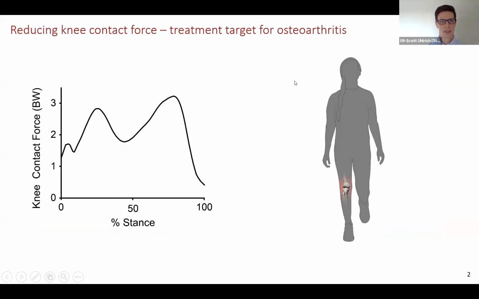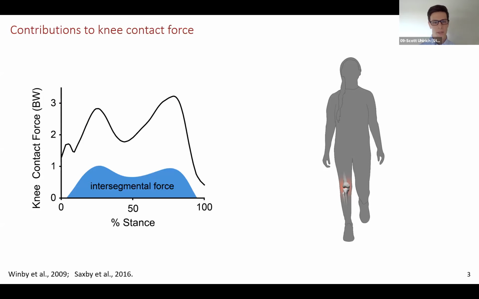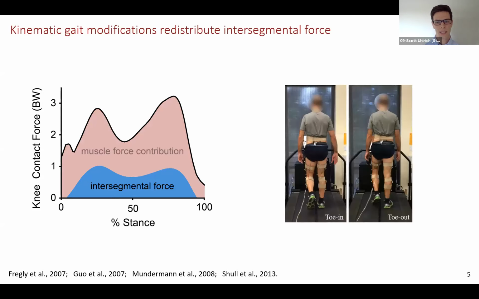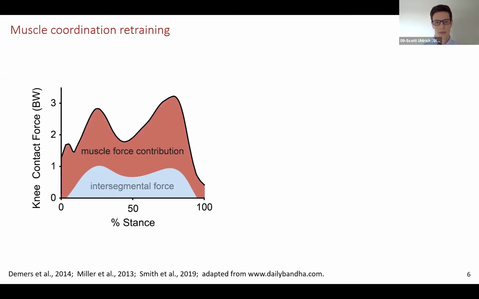So reducing the compressive loading in the knee is the target of many non-surgical interventions for knee osteoarthritis. Knee contact force reaches several body weights during walking. And about one body weight of that force we call the intersegmental force, or the resultant from inverse dynamics. But about 50 to 75% of knee contact force is primarily contributed by muscles. Kinematic gait modifications, like changing the foot angle, serve to shift the intersegmental force from the medial to the lateral side of the knee. But relatively few gait modifications target the large muscle contribution to knee contact force.